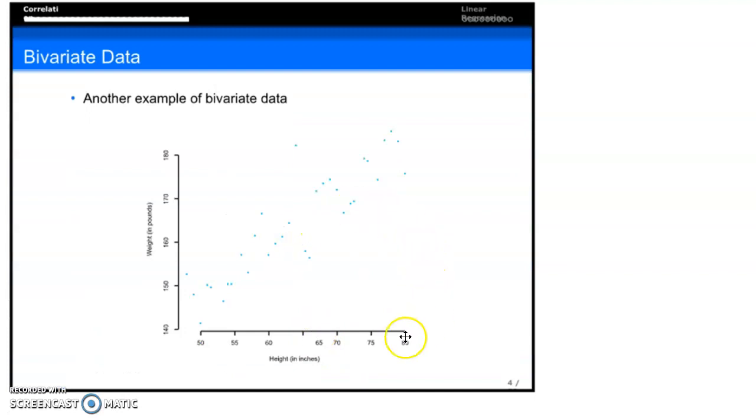Here's another example of bivariate data. It's height and weight in general. As somebody's height increases, their weight generally increases, not always.